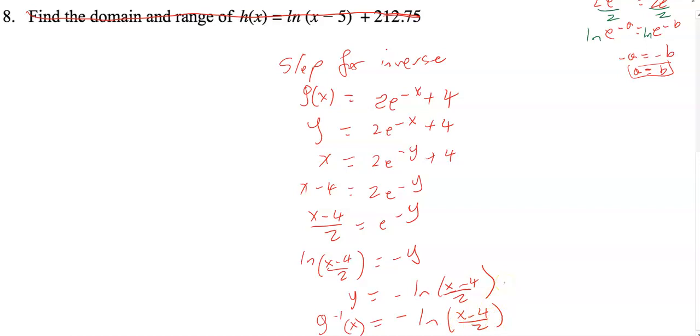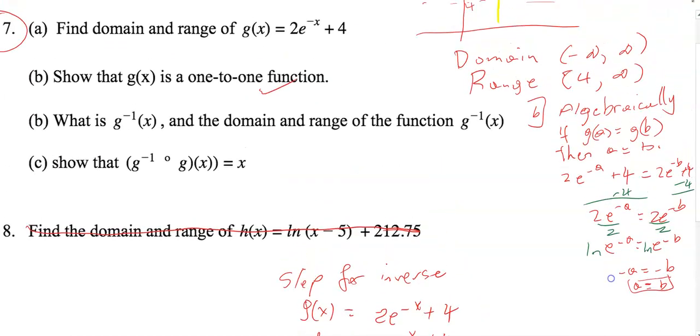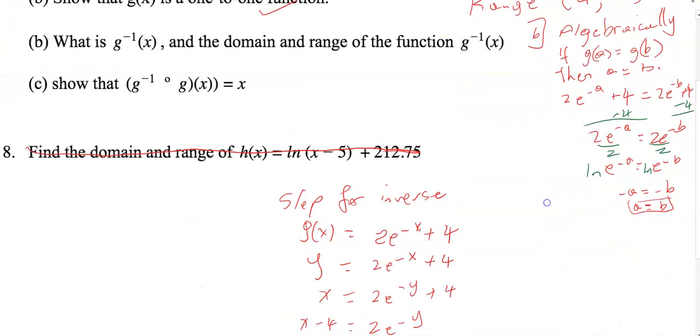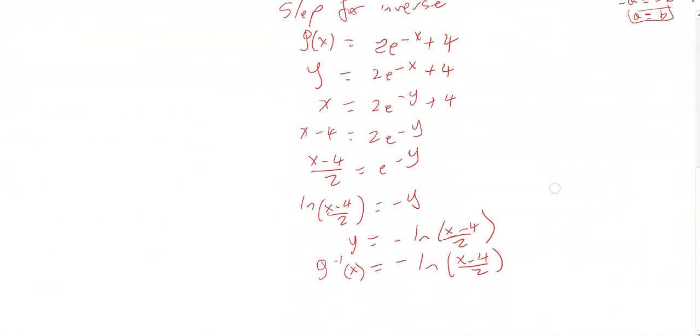For the domain and range, since we found the domain and range of 2e to the negative x plus 4, then you just interchange the domain and range for this. So domain would be negative infinity to positive infinity, and the range would be 4 to positive infinity.